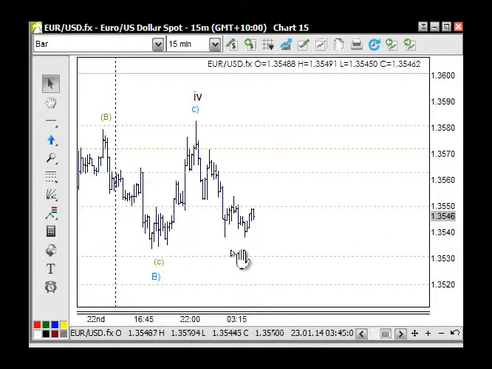And what we're looking for here would be five waves down, the 1, the 2, 3, the 4, and the 5. So we just need to see that breach there. That would be a key there. So that's the euro and the US dollar working together.